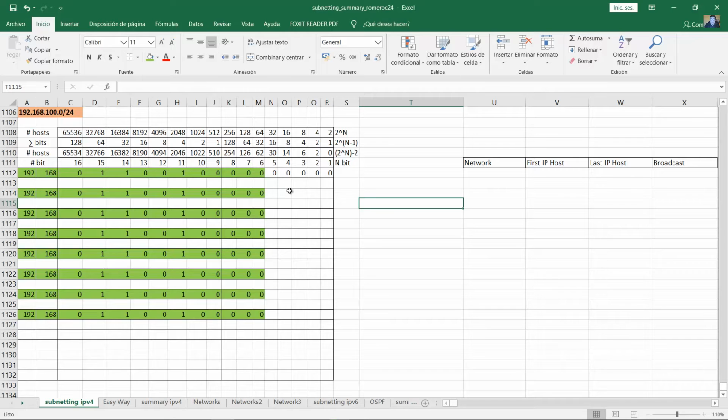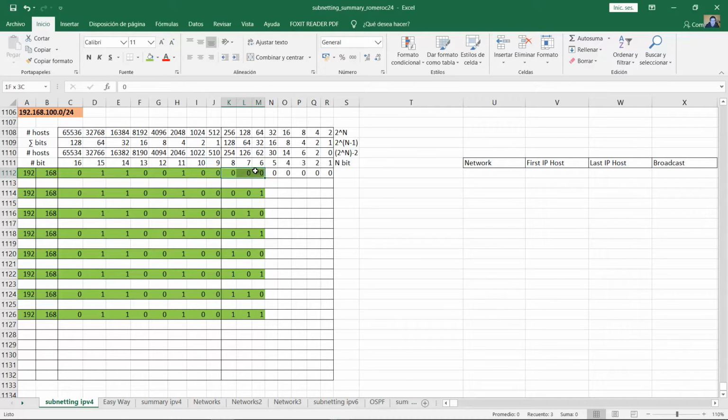These are the 3 borrowed bits. The first will be 0, 0, 0 in binary. The next number is 0, 0, 1. The next number 0, 1, 0. The next 0, 1, 1. The next number 1, 0, 0. The next 1, 0, 1. The next number 1, 1, 0. And the final number 1, 1, 1.